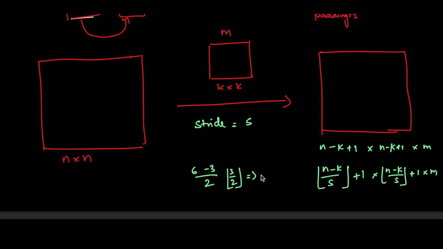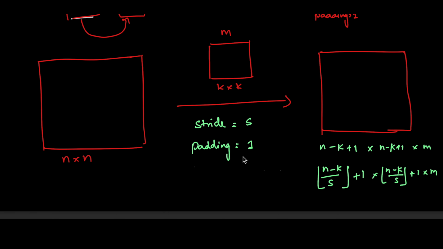And this is when stride is s, the input shape is n cross n, and the kernel size is k cross k. But it can happen that we will have padding also. Let's say padding is 1. If padding is 1, what will happen to the input shape? If you carefully observe, previously my input shape is 6 cross 6. On applying padding of 1, it is becoming 8 cross 8, right?